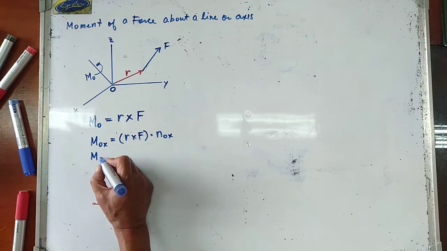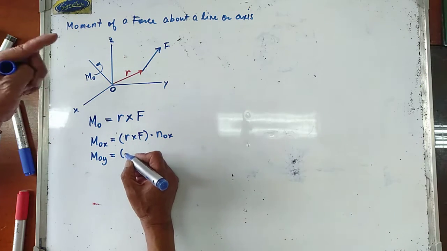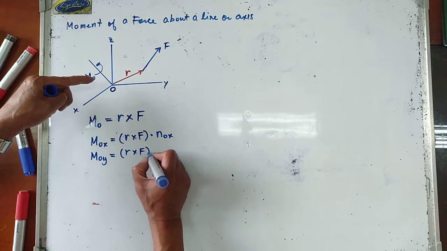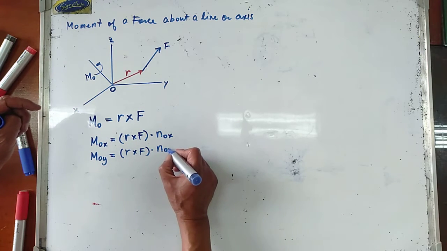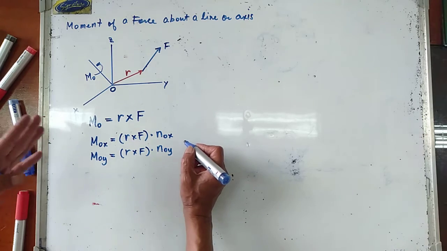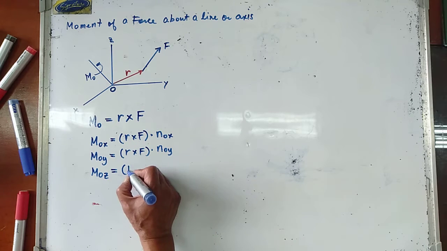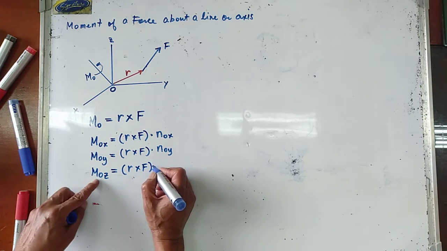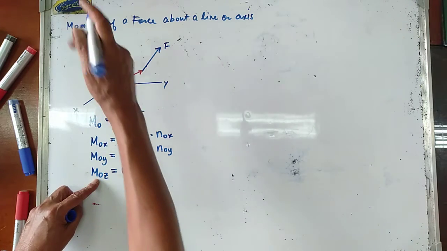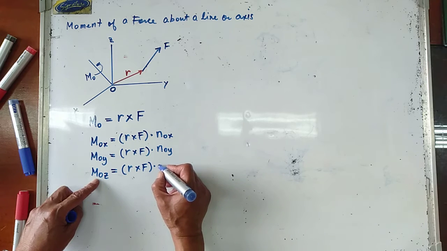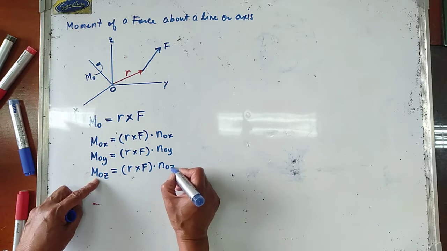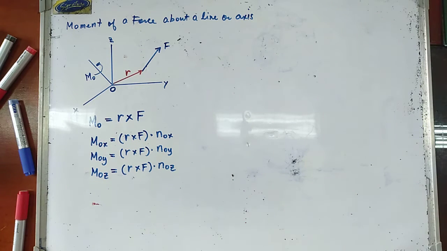And the moment of the force in the direction of the y-axis, OY, is now equal to the moment of this force about point O, dot a unit vector in the desired direction. So the desired direction is OY. And the moment of the force about the Z axis is now equal to R cross F, the moment of the force about point O in the direction of the Z axis. So we have to apply the dot product in the desired direction, which is the Z axis.